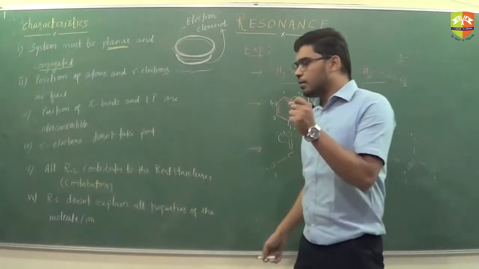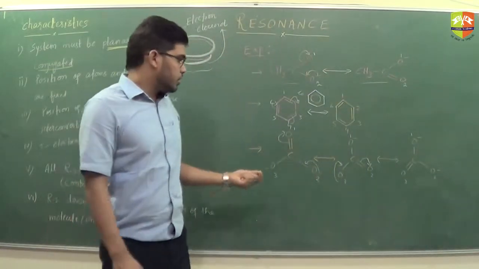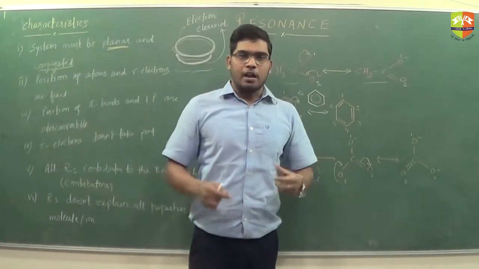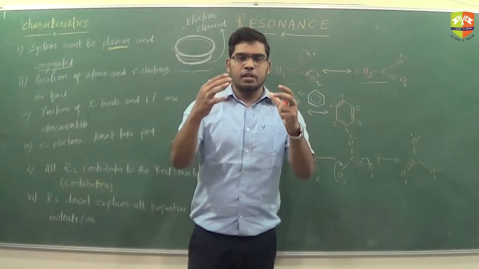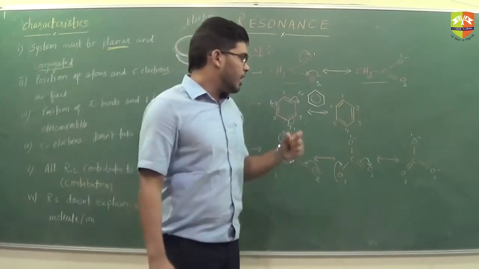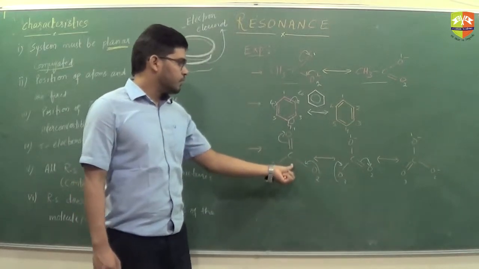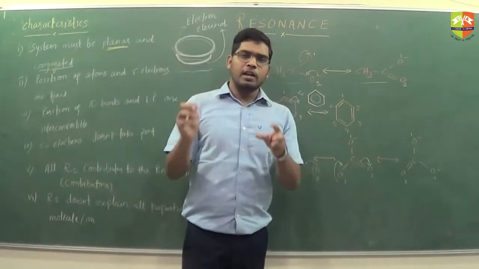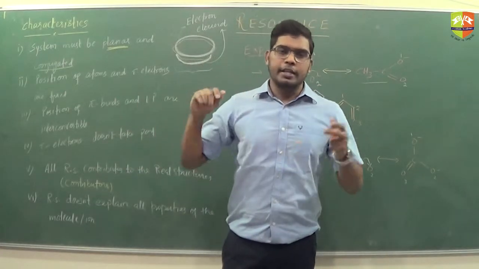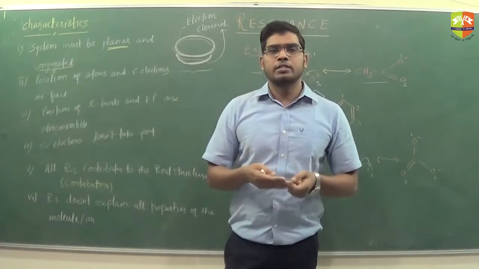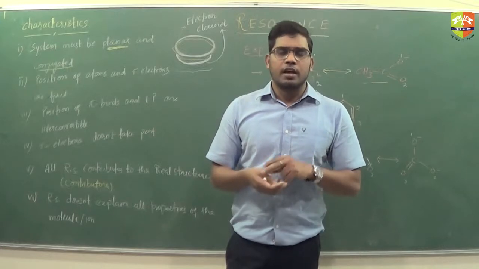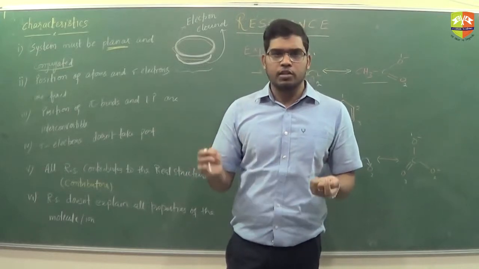Suppose one molecule has three resonating structures. All these resonating structures will contribute to the real structure. With this combination, we'll get the real molecule which has definite properties. So the real molecule will take a few properties from each of its resonating structures. It is possible that all resonating structures will contribute equally to the resonance hybrid or the real structure. The real structure we also call the resonance hybrid. Both are the same thing.